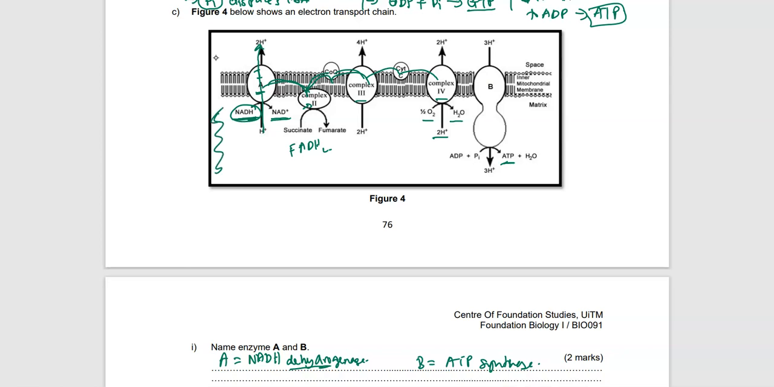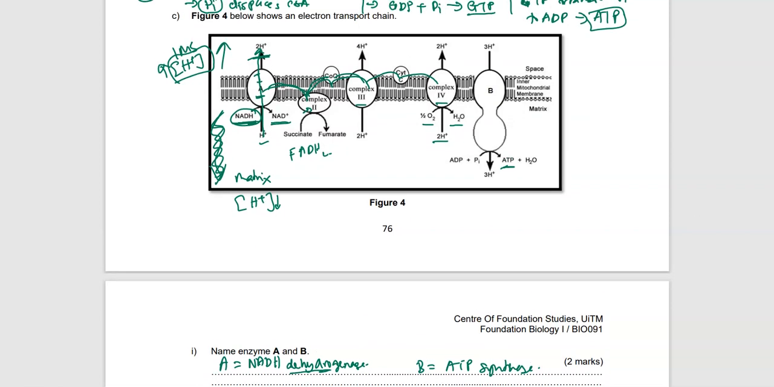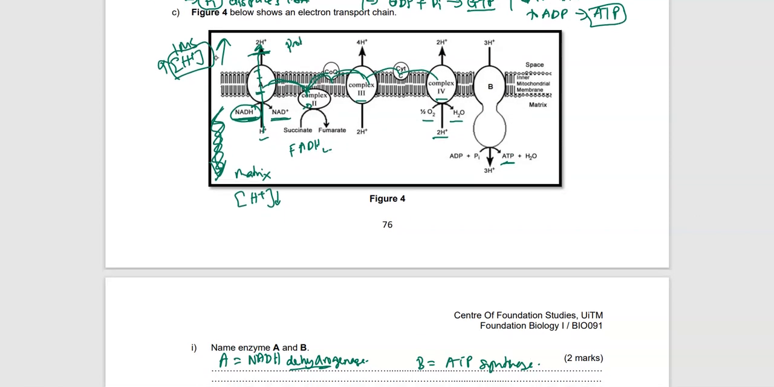This side here is the matrix of the mitochondria, and this side here is the intermembrane space. The matrix, you already know, has a low concentration of hydrogen ions, and the intermembrane space has a high concentration of hydrogen ions. So the energy from the electrons will pump hydrogen ions from the matrix into the intermembrane space, to accumulate the hydrogen ions there and create proton motive force.